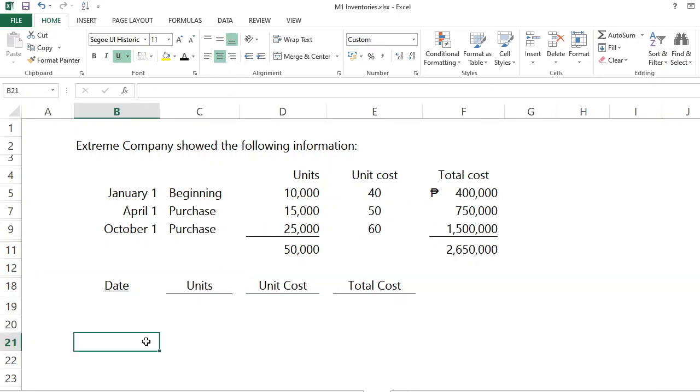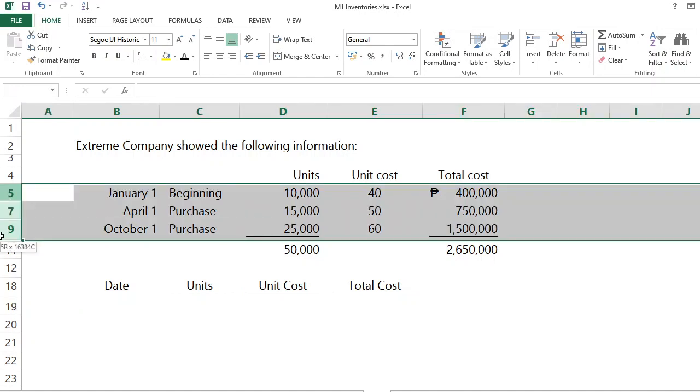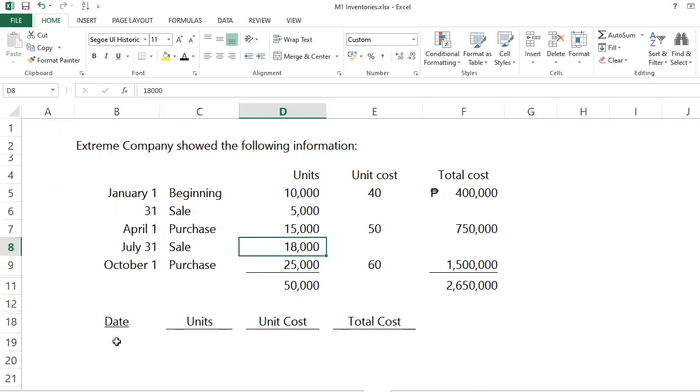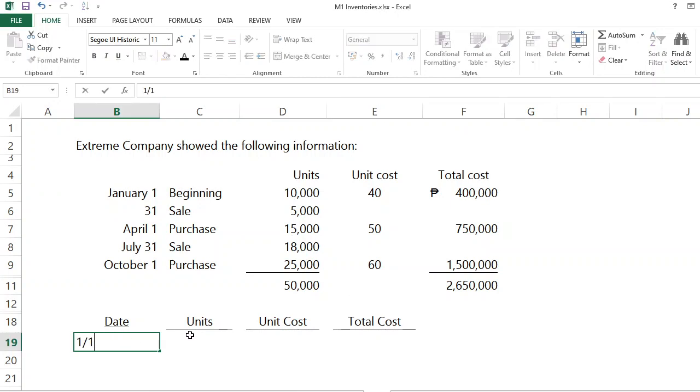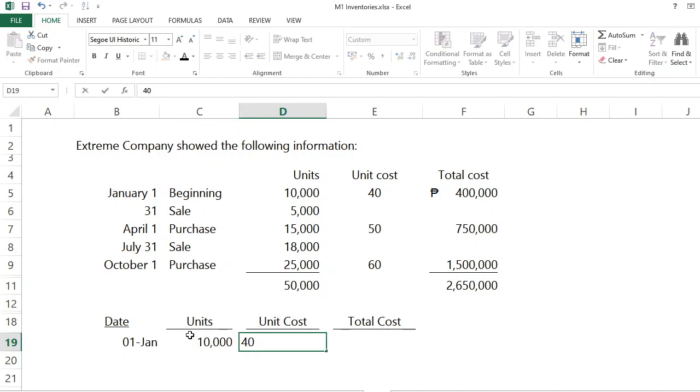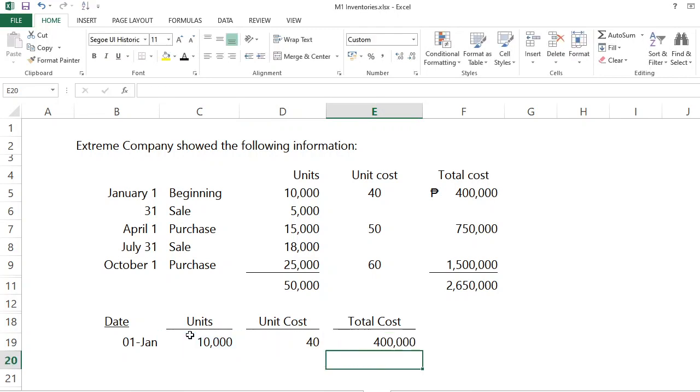Okay. So first, ato na tong ipakita tong mga atong ipangtago diri. So in the moving average, that's the time that kadtong sales transactions magamit. So ato tong i-reveal ug balik atong mga sales transaction. So first, we have January 1 and our units 10,000. Our unit cost is 40 and we have total cost of 400,000.